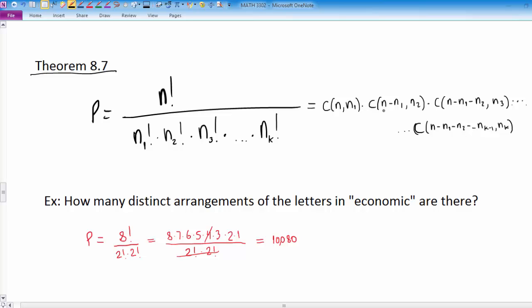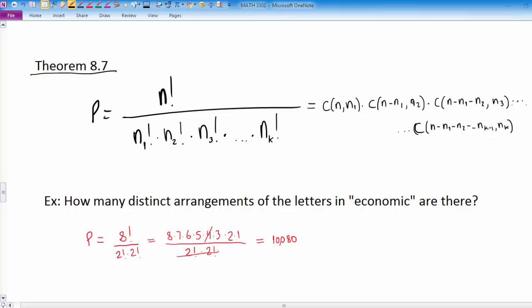Then the next part would be grabbing another group, let's say bananas now, and there are n2 of them. So out of those remaining objects, you pick n2 for the bananas. That's why you have the total number of objects minus the number of elements in the first group.